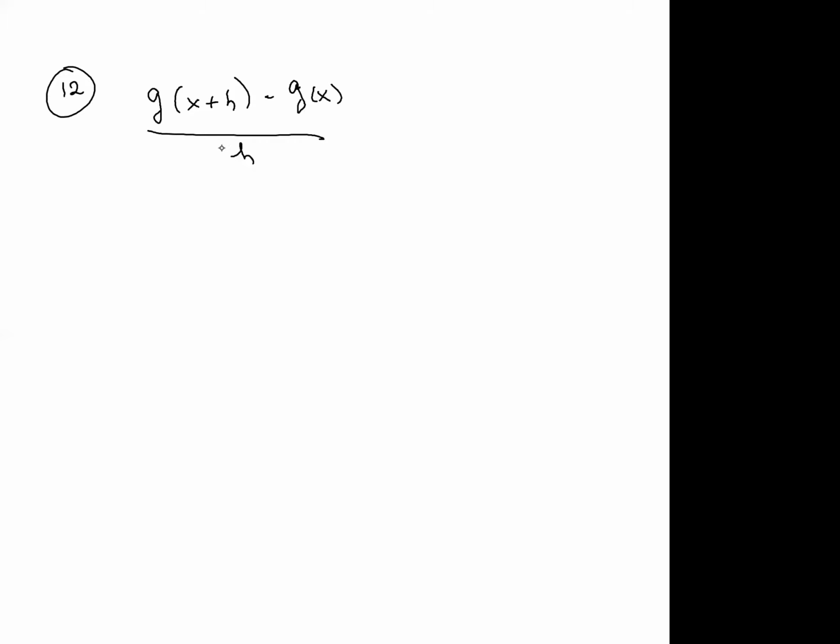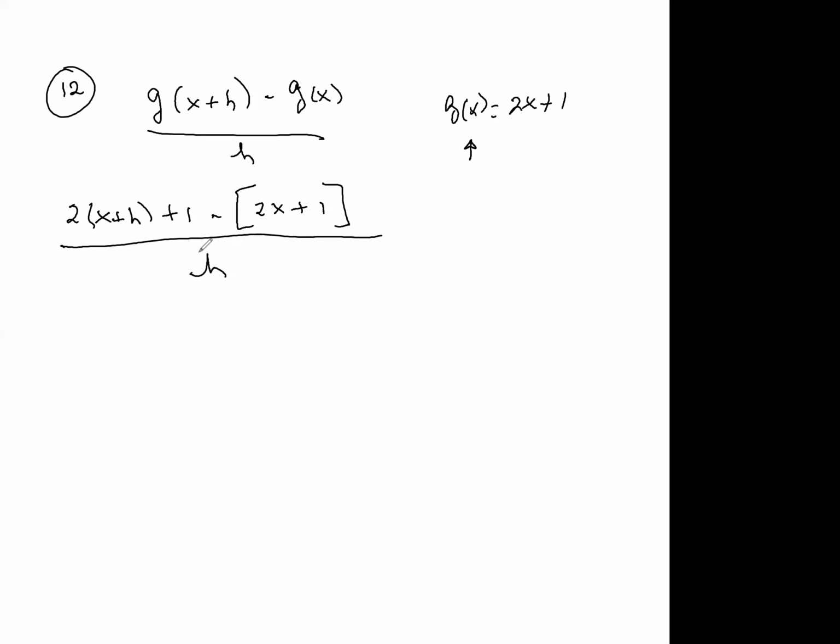And we're going to use the same function g, 2x plus 1. Now, in this function, I'm going to substitute x plus h right here. I mean, 2 times x plus h, plus 1, minus the function g, which is equal to 2x plus 1, all divided by h.